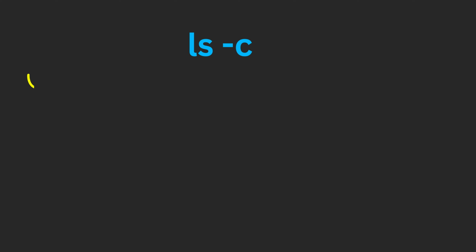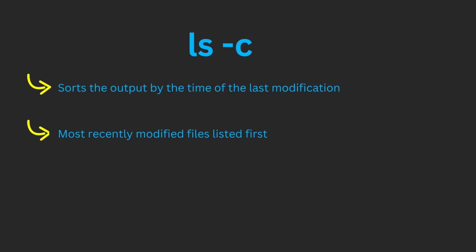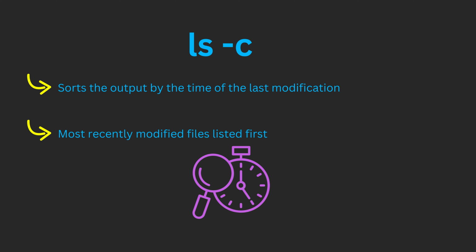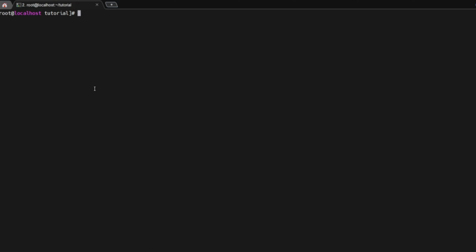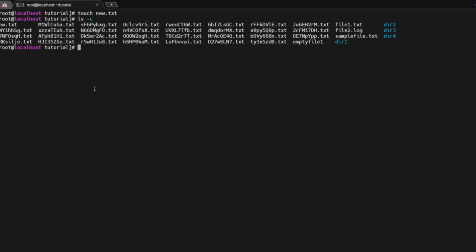The ls -c command sorts files and directories by the time they were last modified, with the most recently modified items listed first. This is especially useful when you need to track changes in a directory. Let's create a new file, new.txt. Upon running ls -c, the files are now sorted by their last modification date, and new.txt is the first file.